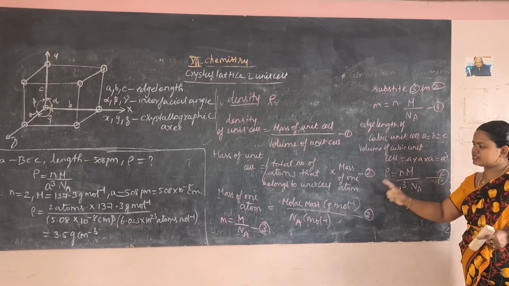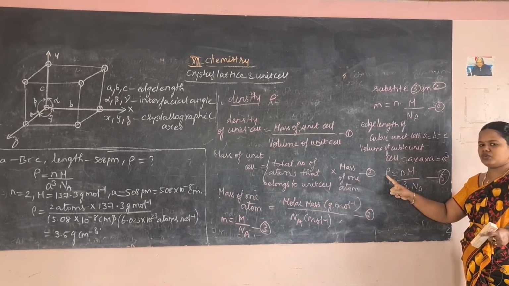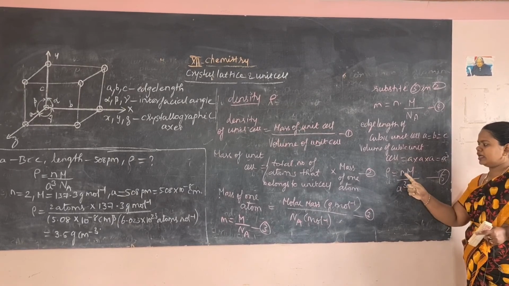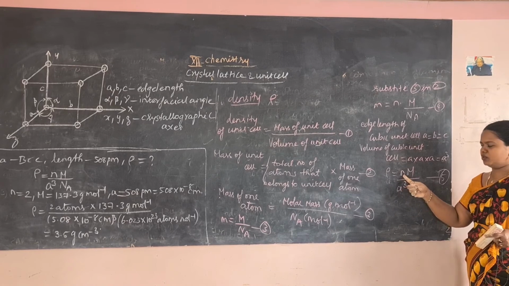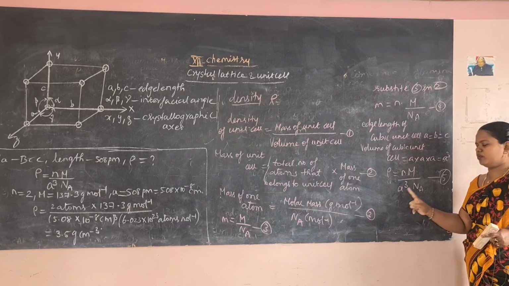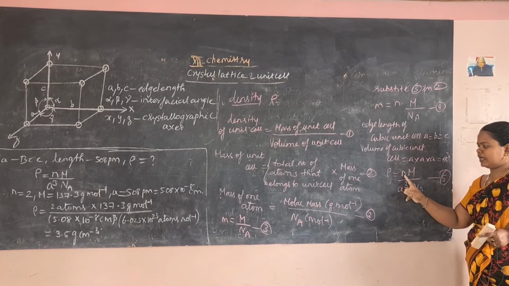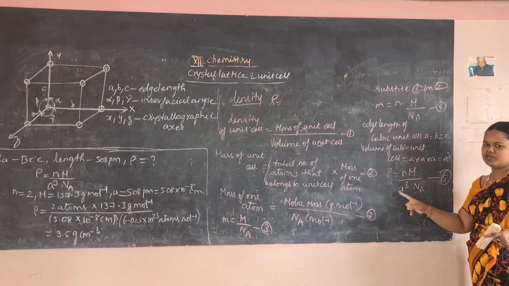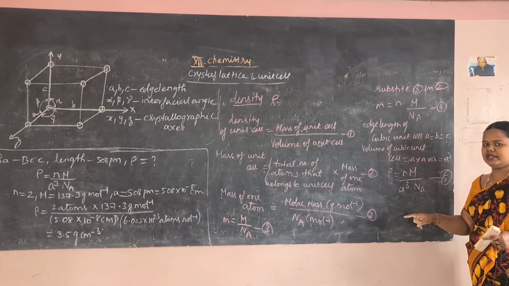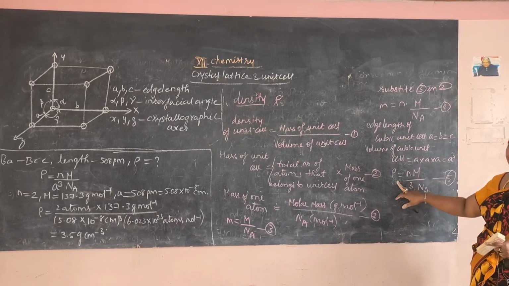Now when you substitute this in the first equation, what you will get? You will get rho is equal to, rho is nothing but the density of the unit cell, n into m divided by A cube into Na. n is the total number of atoms that belong to the unit cell, m is the molar mass, A cube is the volume of the cubic unit cell, and Na is nothing but the Avogadro number. Here rho, n, m and A are all variables, and if you know any three of the variables, you can calculate the fourth one. So this is mainly used to calculate the density of the unit cell.